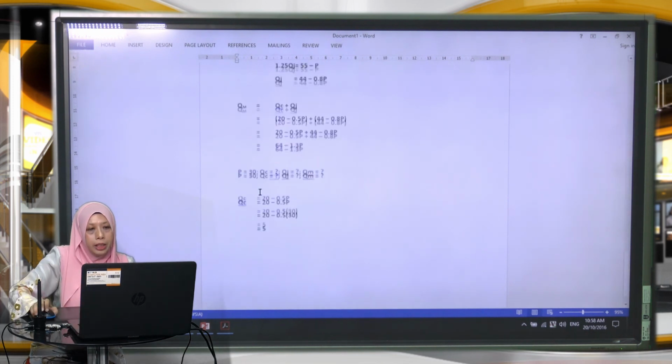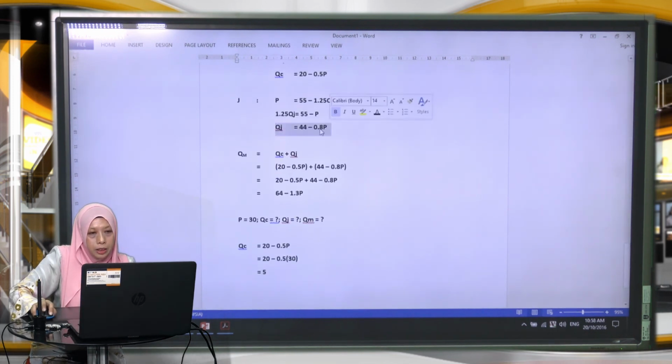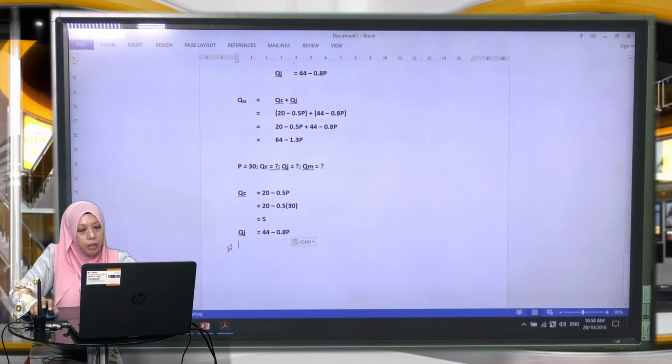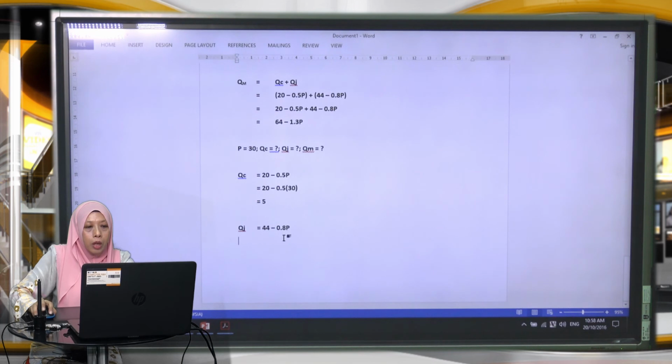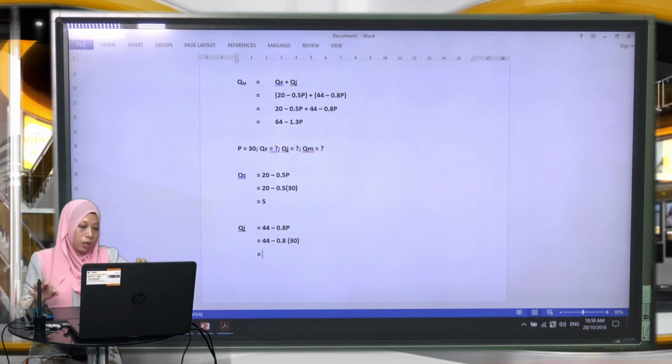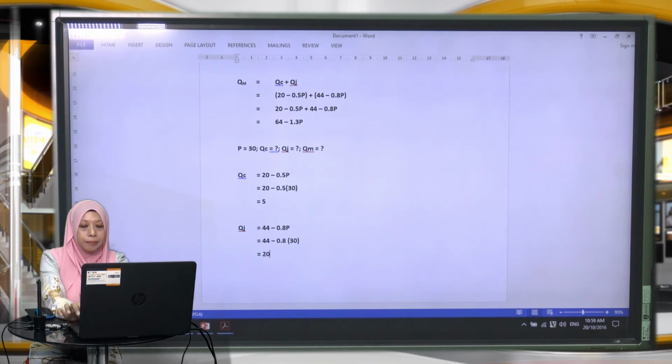Now what about QJ? The QJ function just now was 44 minus 0.8p. So you want to find out what the quantity demanded would be when price equals to 30. Simply plug that in. P being 30, you key in all this information into the calculator, and that will give you 20.